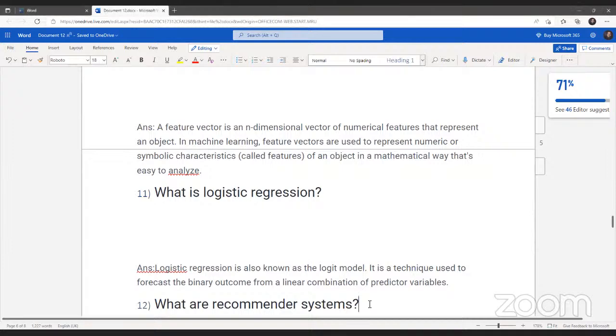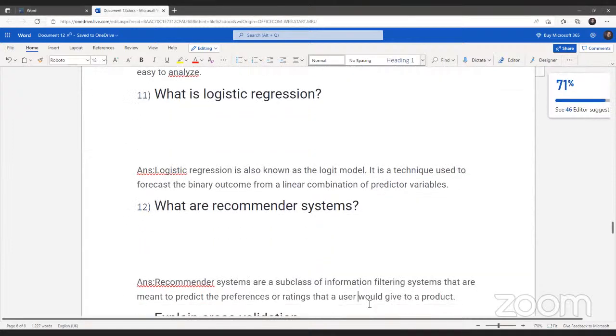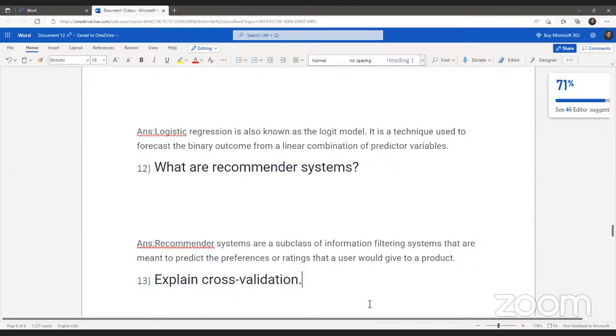Yeah. As we look into this, what are these recommender systems? These recommender systems are a subclass of information filtering systems that are meant to predict the preferences or ratings which a user would give to a product. So as we jump into the next question, explain cross validation.